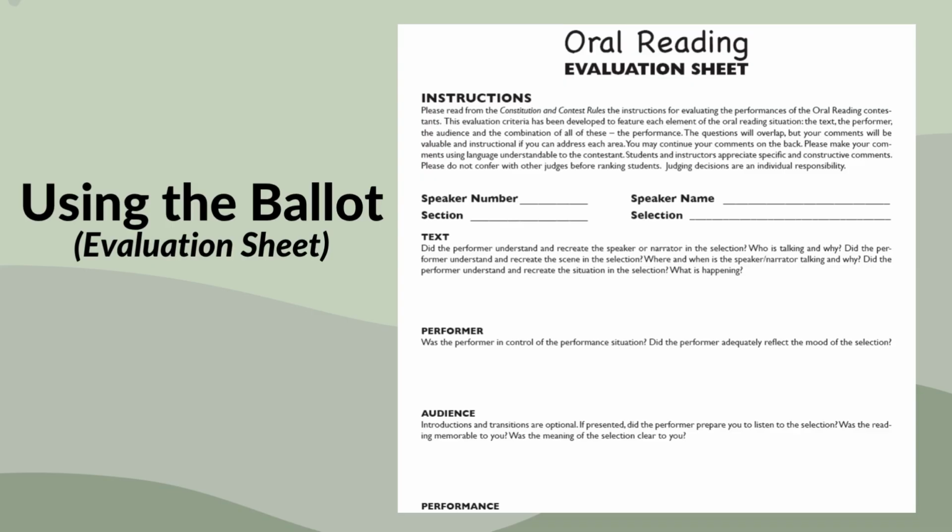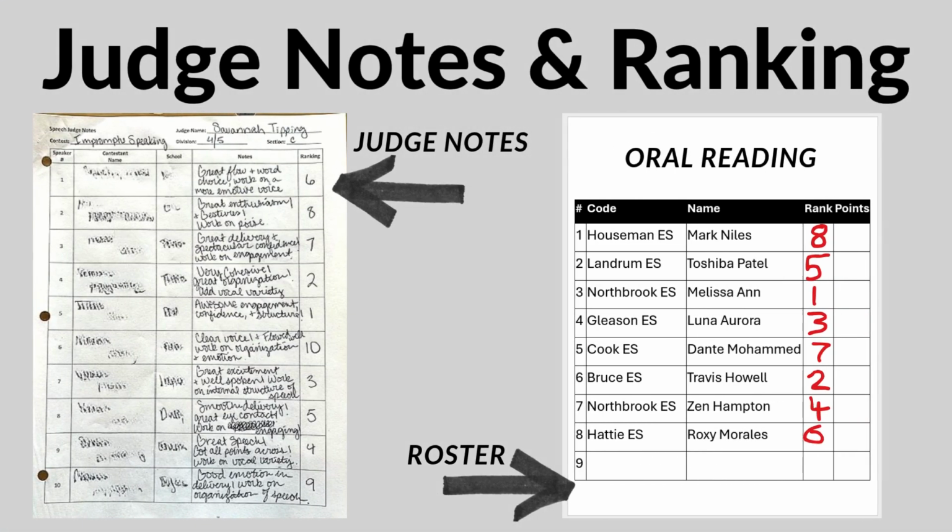After each round, judges complete 2 additional tasks. First, fill out the speech judge notes form. This is for tournament records only. Write each student's name, their final rank, and a brief note about their performance. Second, record ranks on the check-in roster. This is your official record.